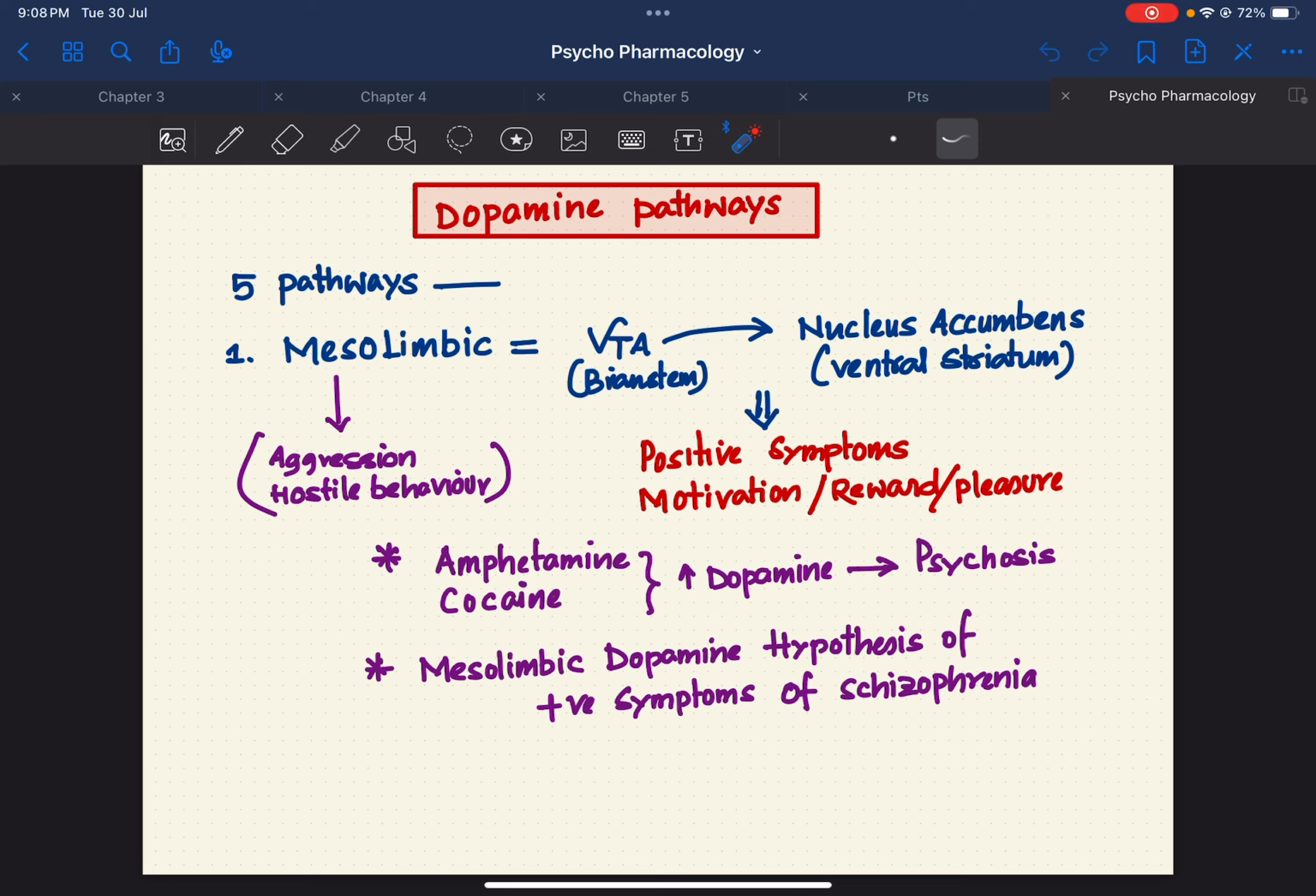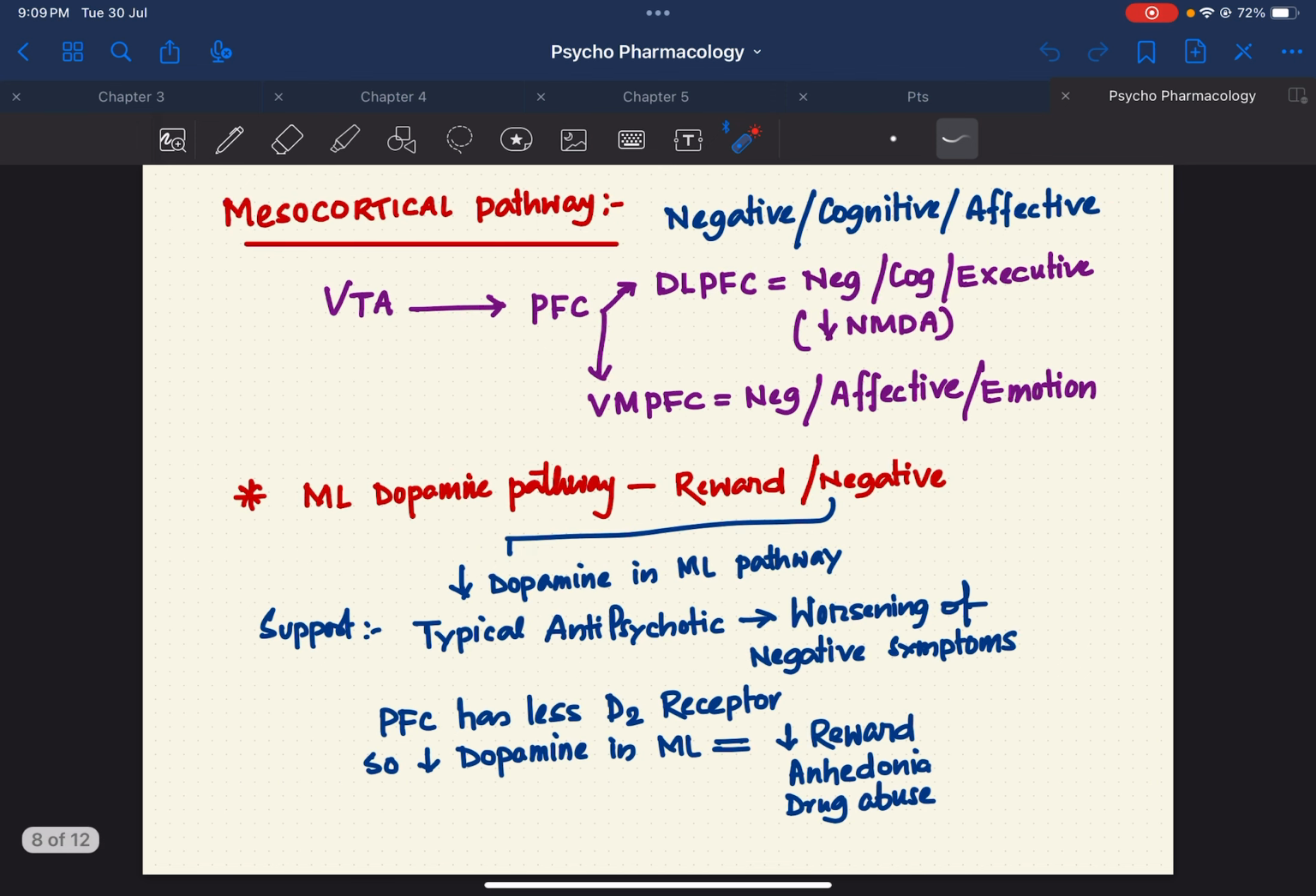The mesolimbic pathway, we know it is dopamine, and we know it is related to the positive symptoms. So in detail we'll call it the mesolimbic dopamine hypothesis of positive symptoms of schizophrenia. Similarly, the mesocortical pathway, which is important for the negative symptoms, for cognition as well as the affective symptoms, runs from the ventral tegmental area to the prefrontal cortex.